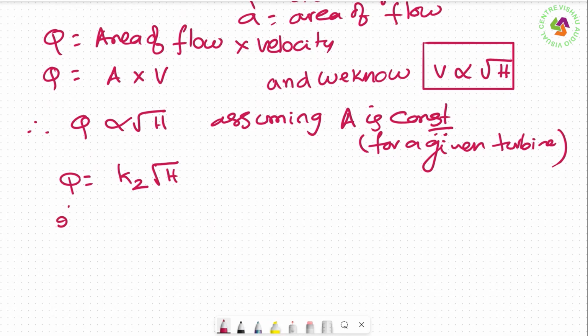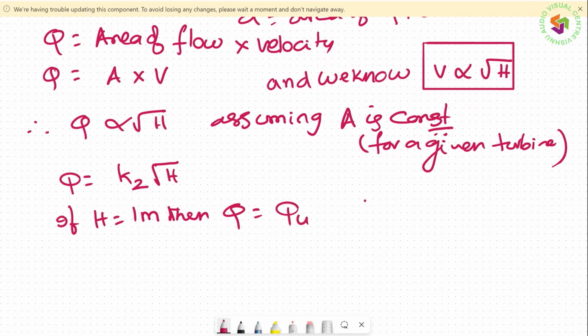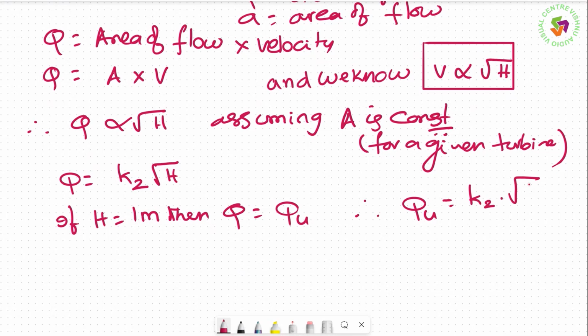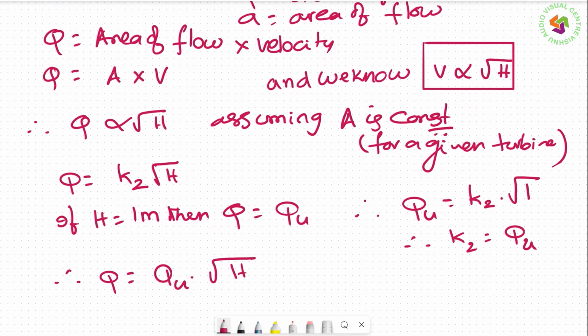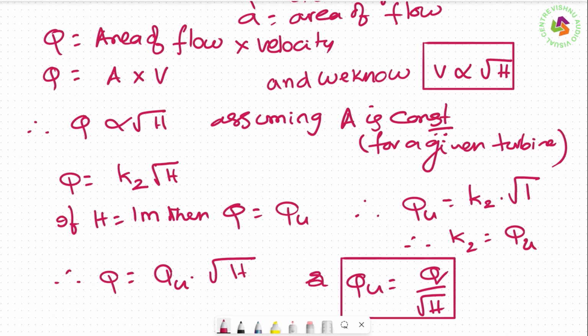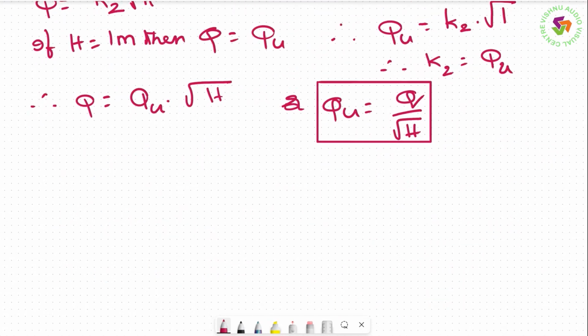So if H is equal to 1 meter, then Q is equal to Qu. Therefore, Qu is equal to K2 into root 1. K2 is equal to Qu. Therefore, Q is equal to Qu into root H, or Qu is equal to Q by root H. That is the second. So third one also I will show it for you.